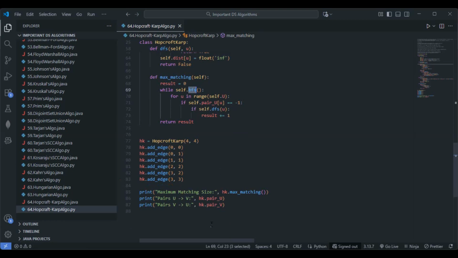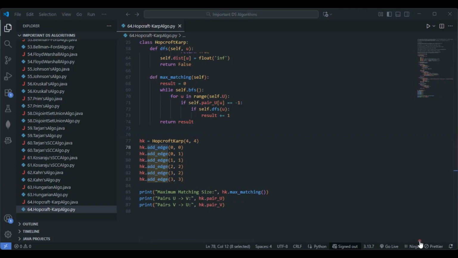I have gone with a simple example usage here. We have gone with Hopcroft-Karp, so I have just considered HK here. We have gone with add edge for adding the edges. We are adding these edges. So this is fine, I believe. We are going with 4, 4 nodes actually.